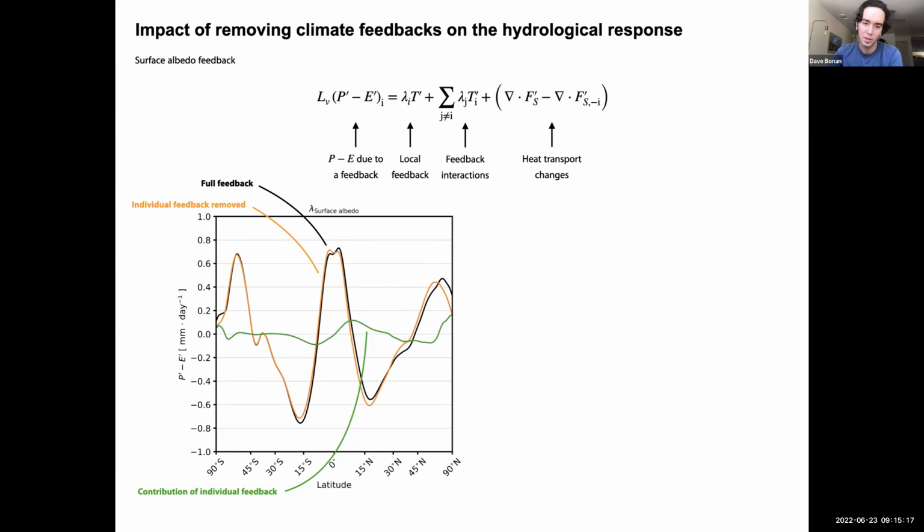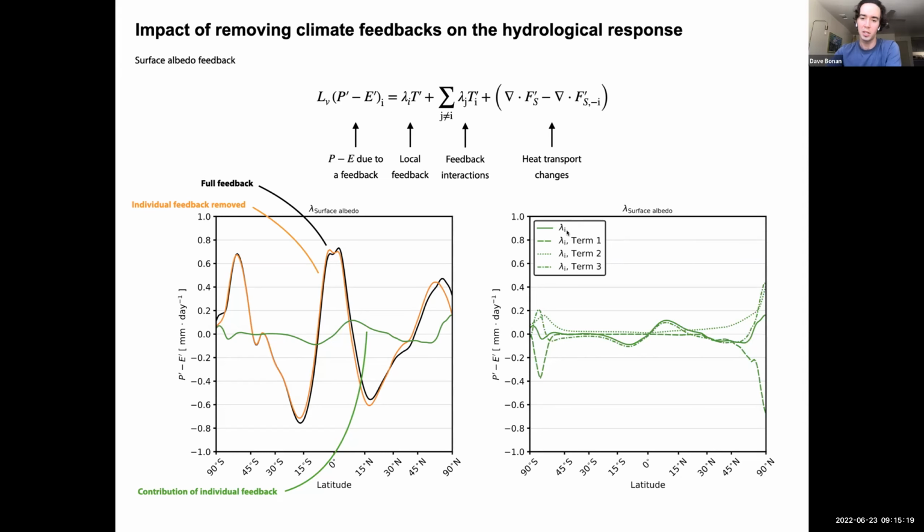And if you break this up, you can see how that pattern arises in the energy balance model according to these three terms, where this is term 1, term 2, and term 3. And you can see that the changes in the energy transport are largely setting P minus E changes in the deep tropics. But as you get towards the higher latitudes, it's this pattern of feedback and the interaction between that temperature and the feedbacks itself that's helping to change P minus E. And so we can do this for other feedbacks as well.